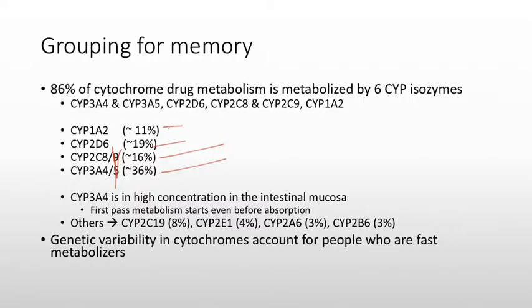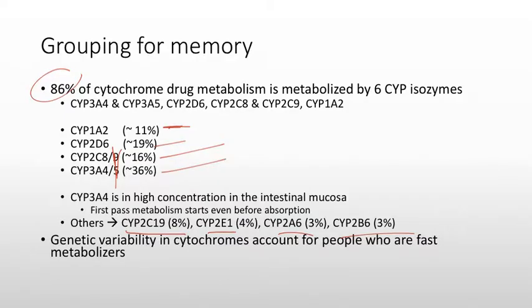So I've shown the relative percent of drugs that are metabolized, the relative percent of the importance of each of these groups. And so you can see just these 6 make up 86%. And then you can get almost to 100% with a few others. For example, CYP2C19, 2E1, 2A6, and 2B6.